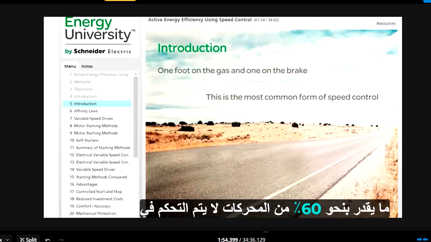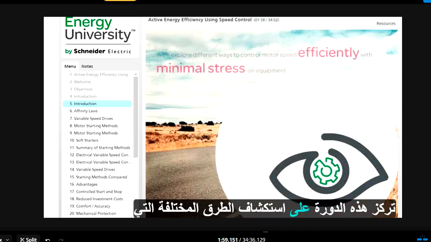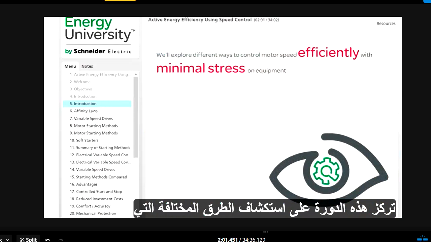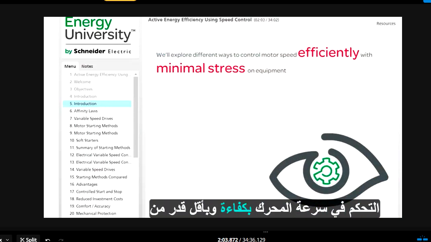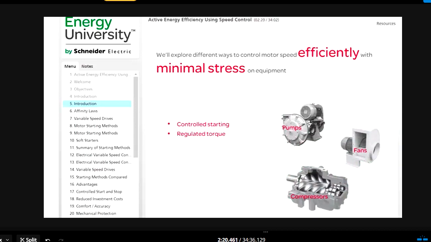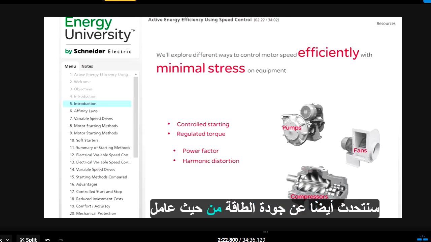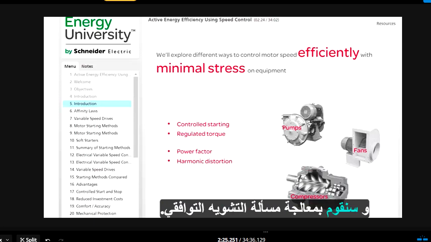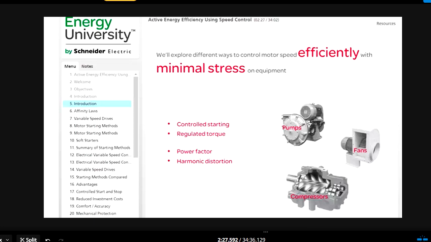An estimated 60% of motors are not speed controlled. The focus of this course is to explore the different ways we can control motor speed efficiently and with minimal physical stress on equipment. In addition, we'll discuss other advantages such as controlled starting and regulated torque. Many types of equipment can benefit from proper speed control, from pumps and fans to compressors and machines. We'll also talk about energy quality in terms of power factor, and we'll address the issue of harmonic distortion.